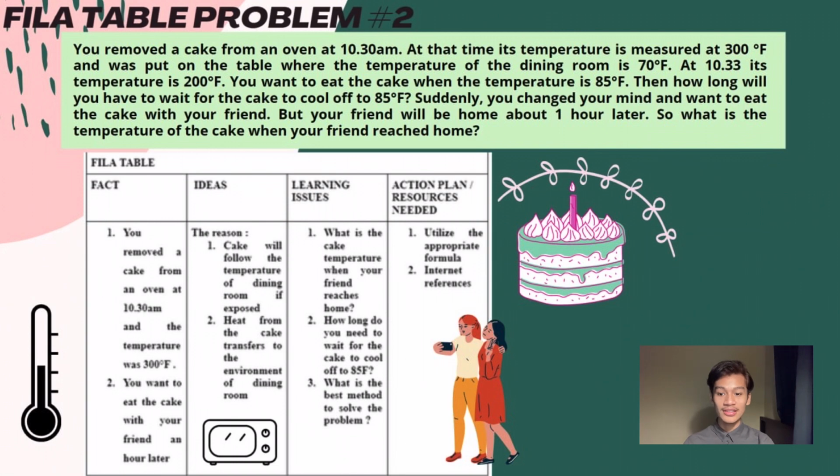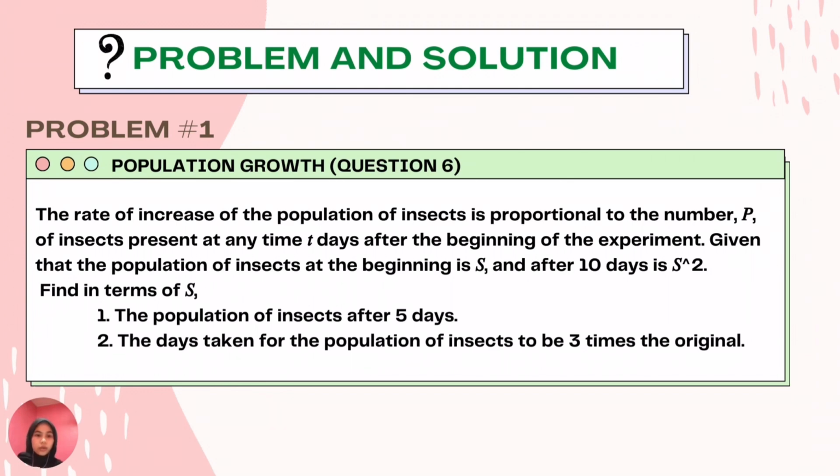Last but not least, the action plan or resource needed. Number 1 is utilize the appropriate formula, and number 2 is using the internet as reference. So now I will talk about problem and solution.